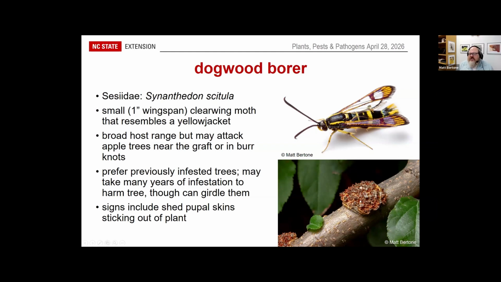And once they're done and ready to pupate, the pupa will wiggle out a bit, and then the moth emerges, and it often leaves little golden skins sticking out of the plants. And this is common for several types of clearwing moth borers.